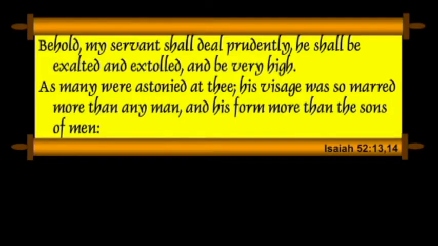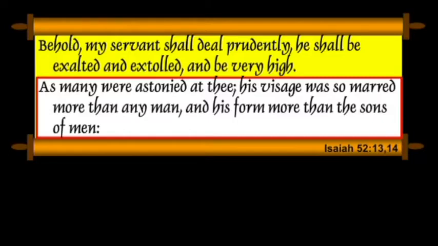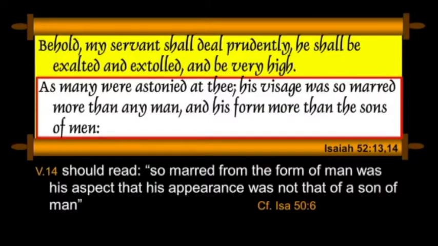And then we have verse 14, in which even the King James translators deliberately toned it down because they didn't think you could handle the literal. In your King James it says, and many were astonished at thee, his visage was so marred more than any man, and his form more than the sons of men. If that confuses you, that's deliberate. That passage actually should read more like this. So marred from the form of man was his aspect, that his appearance was not that of a son of man.